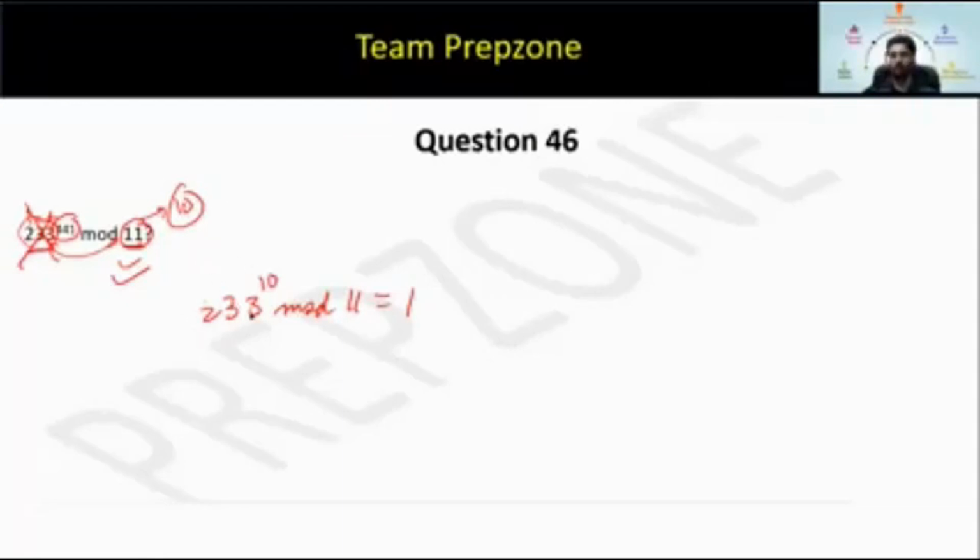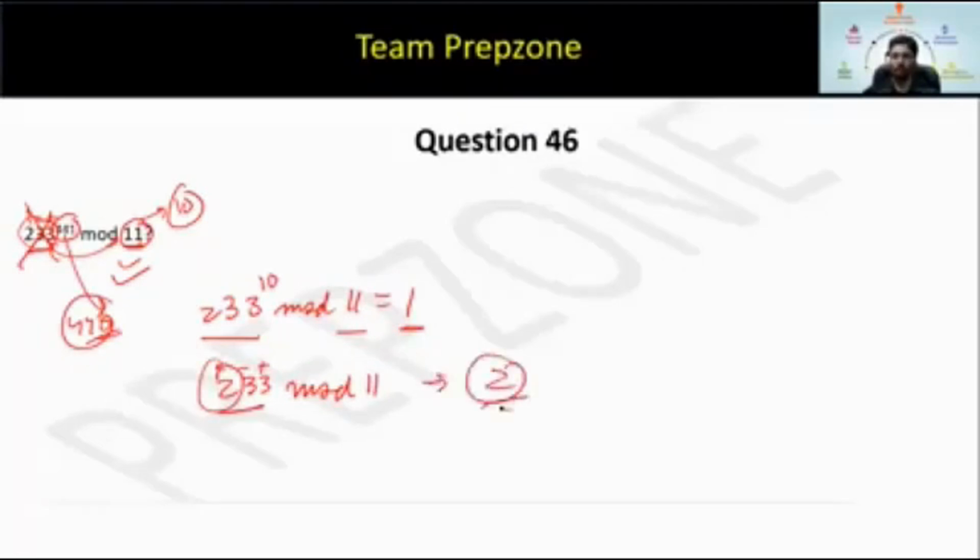So what I was saying is 233 to the power 10 mod 11 will be nothing but equal to 1. So how close can I get? I can get till 440. What is remaining? 233 mod 11. How to calculate it? We know the divisibility rule of 11, plus minus plus. Remaining is 2. Hence your remainder will be 2.